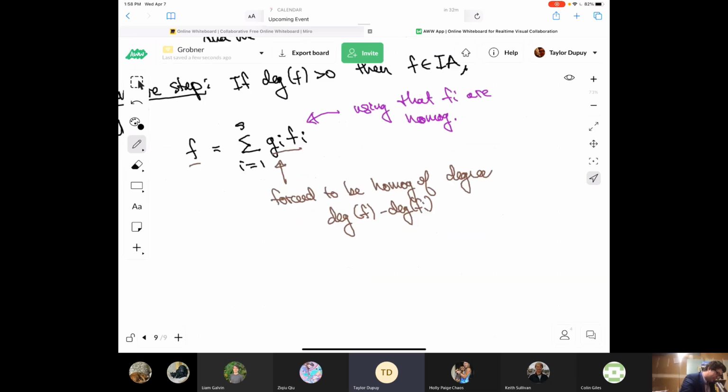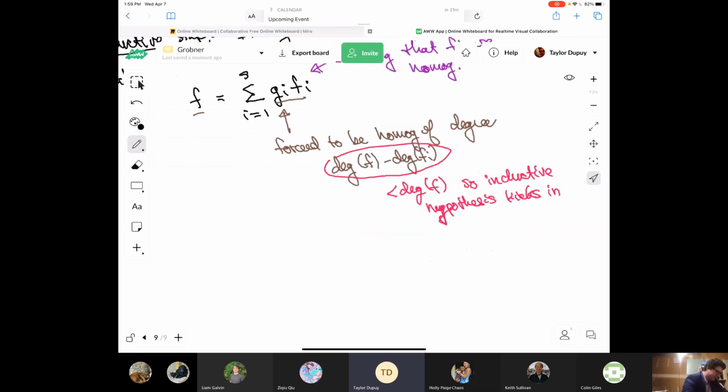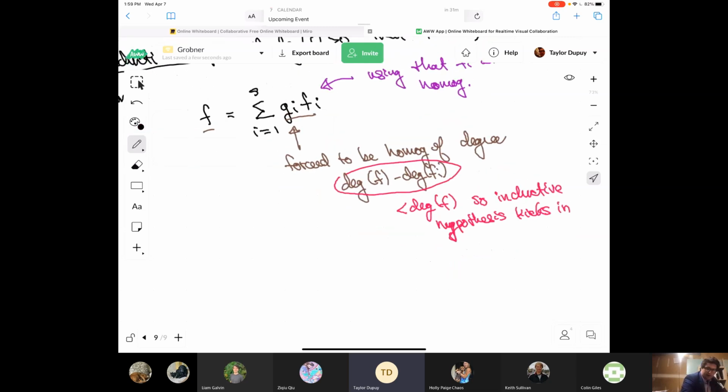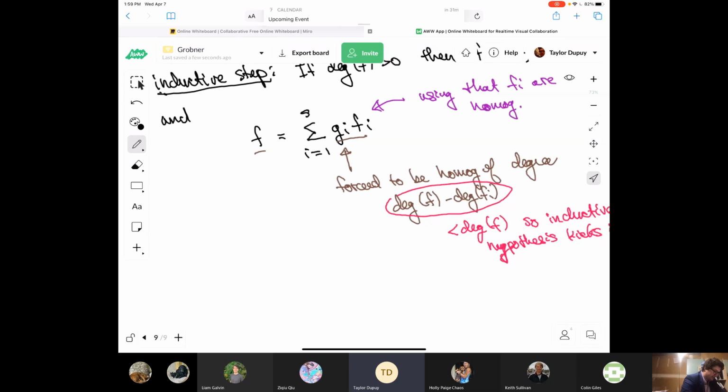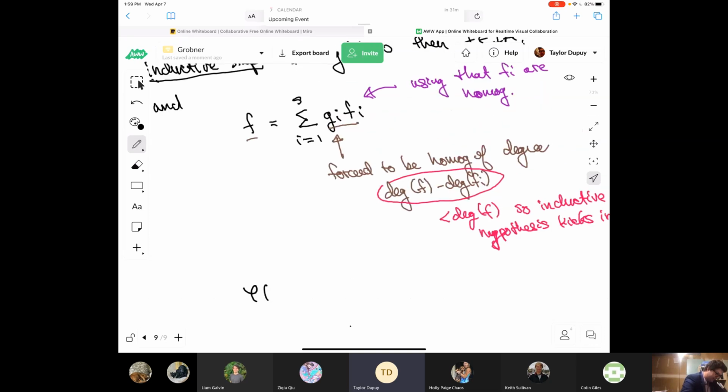Okay, and notice that this degree, so now the inductive hypothesis kicks in here. So this thing is less than the degree of f. So the inductive hypothesis kicks in. Okay, and let's look at what happens. So here's the trick. I've kind of set up everything. I used the graded ring structure. I haven't used that involution or that map yet. And so what we're going to do is we're just going to apply phi to f.